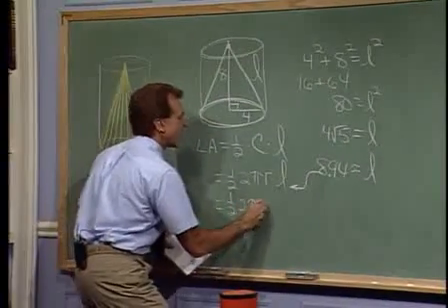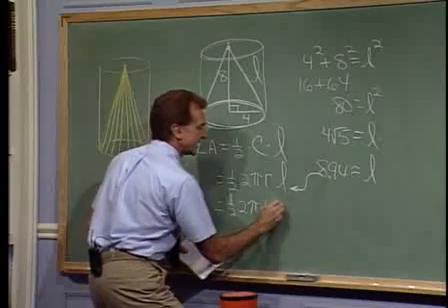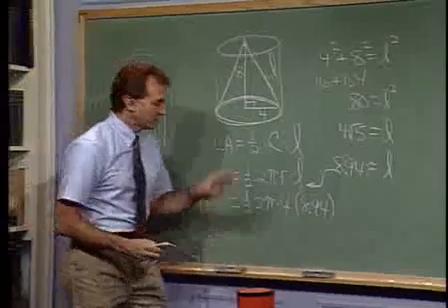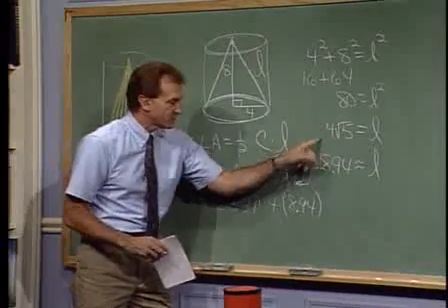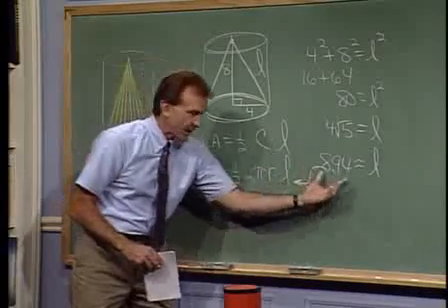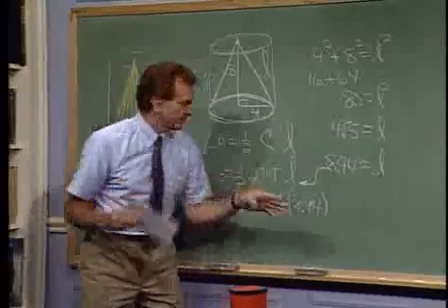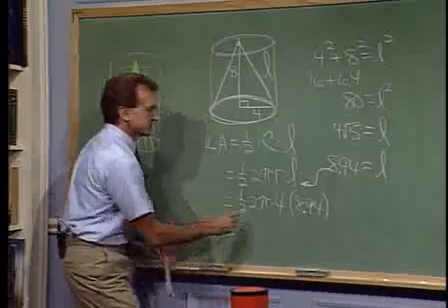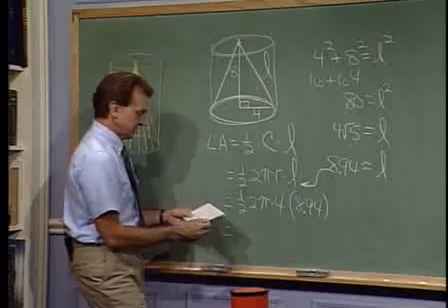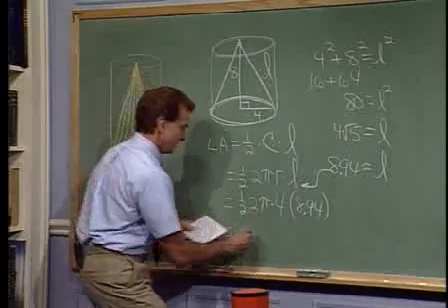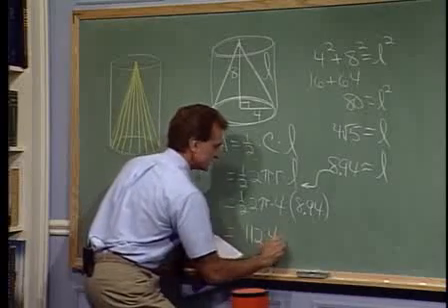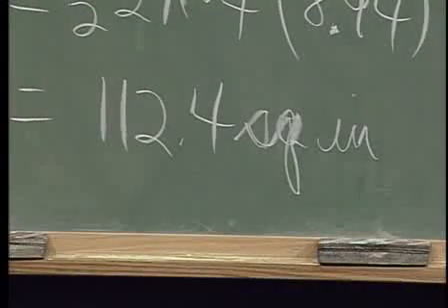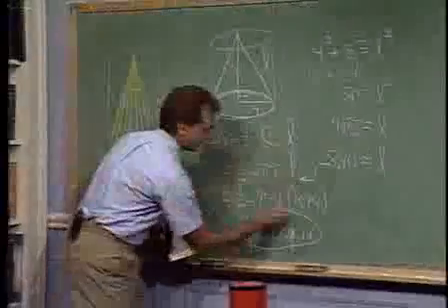1/2 times 2 pi times the radius of 4 times the slanted height L now of 8.94. Okay, now it would be a little bit more accurate if we did use the more exact number, 4 radical 5 in here. If we round off to a certain decimal, then we're going to have a rounded off answer more magnified at the end. So just be cautious about that. So now, multiplying all this through, we would have the lateral area to be 112.4 square inches. Okay, 112.4 square inches. That's the lateral area.